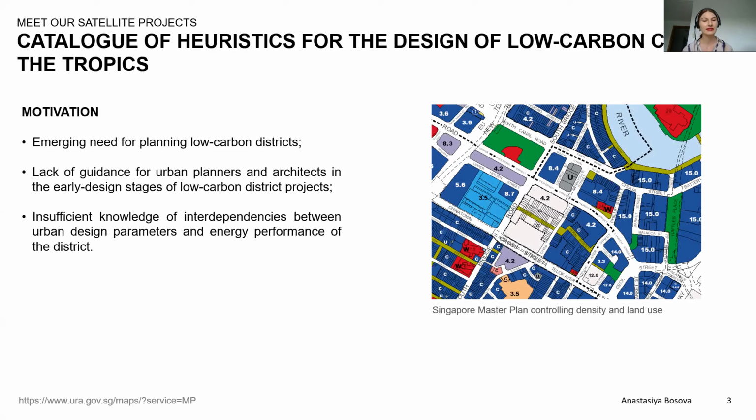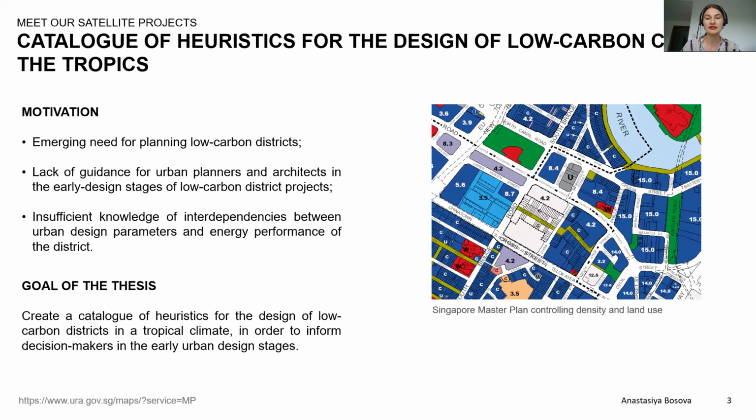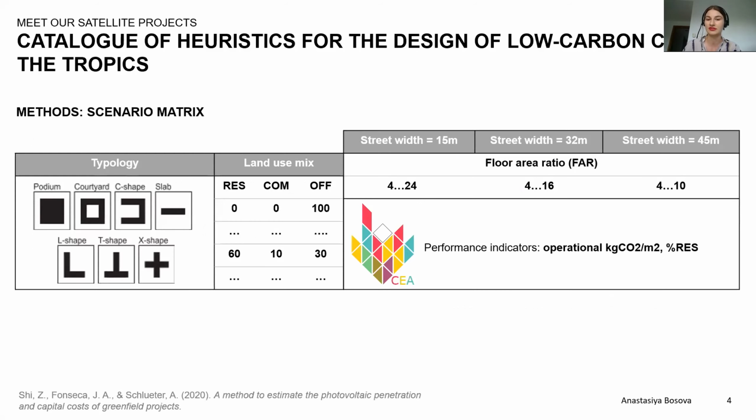From recent studies, it is known that certain urban design parameters show higher correlation with district energy performance than other parameters. The largest impact has been observed for parameters such as floor area ratio, aspect ratio, orientation, street width, and building height. However, this knowledge is fragmented and insufficiently quantified to come up with design heuristics. And the goal of my thesis is to fill in this knowledge gap and provide decision makers in the early urban design stages with such heuristics.